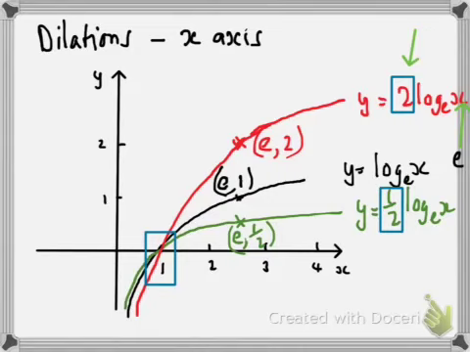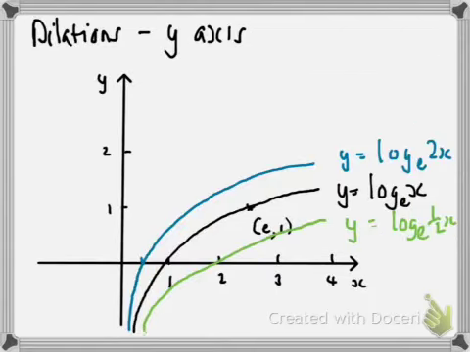from the x-axis. Their original graph, the log x to the base e, so a 2 out in front takes it twice as far away from the x-axis. So dilation by a factor of 2 from the x-axis. A half out the front will take it closer to the x-axis, a dilation by a factor of a half from the x-axis. So they're the dilations in the x-axis, controlled by the coefficient of the log expression.